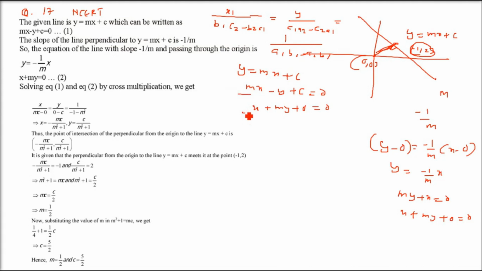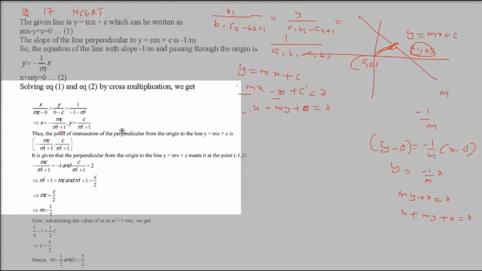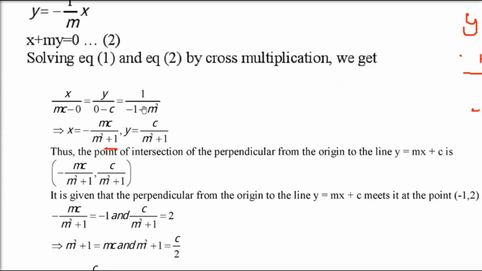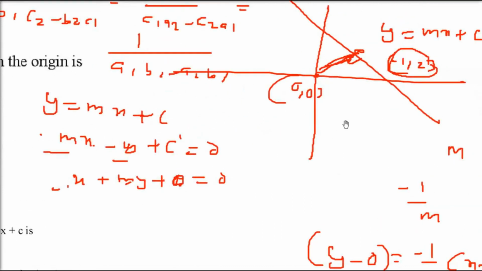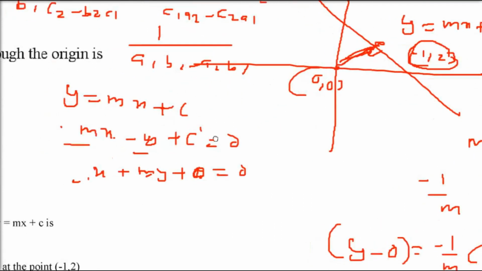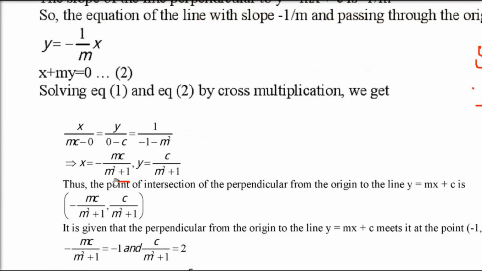So a1 and a2 are m and 1. b1 and b2 are minus 1 and m. c1 and c2 are c and 0. If you put these in here, I hope you will be able to do it because we have done this type of question already. You have to just solve these two equations. And x is going to be, I'll show you here, minus mc by m square plus 1. This point is actually (-1, 2). So x and y we have found out, and y is c by m square plus 1.